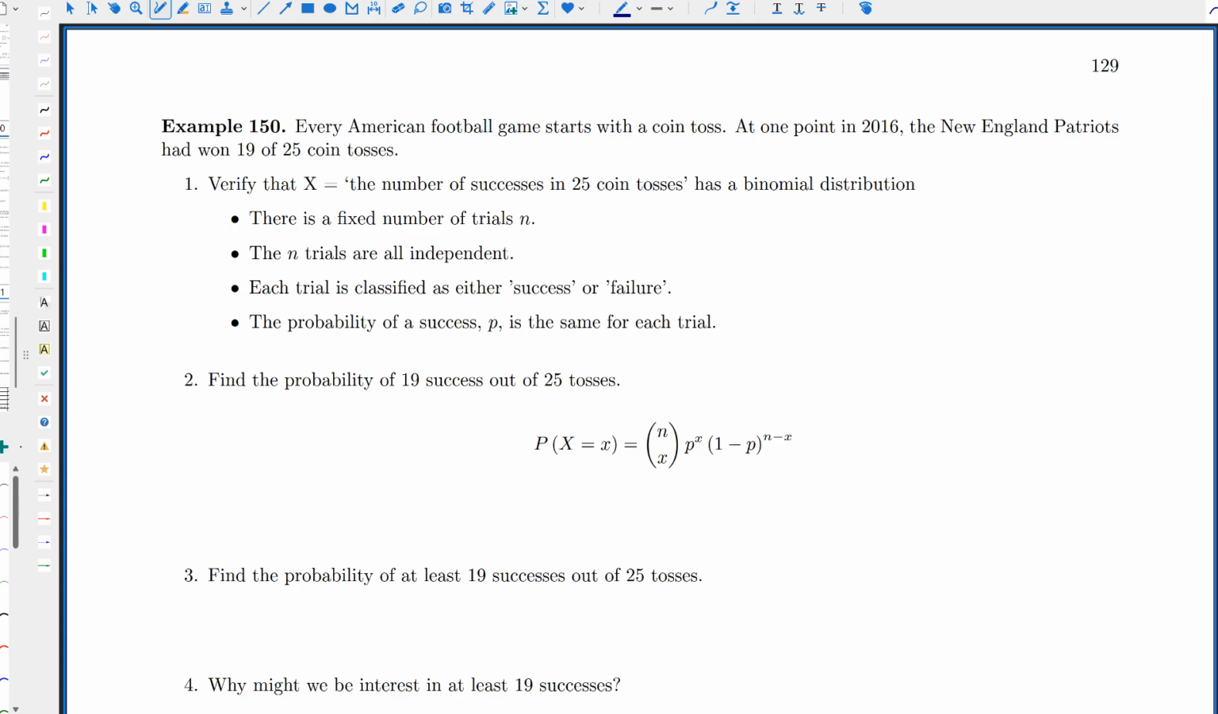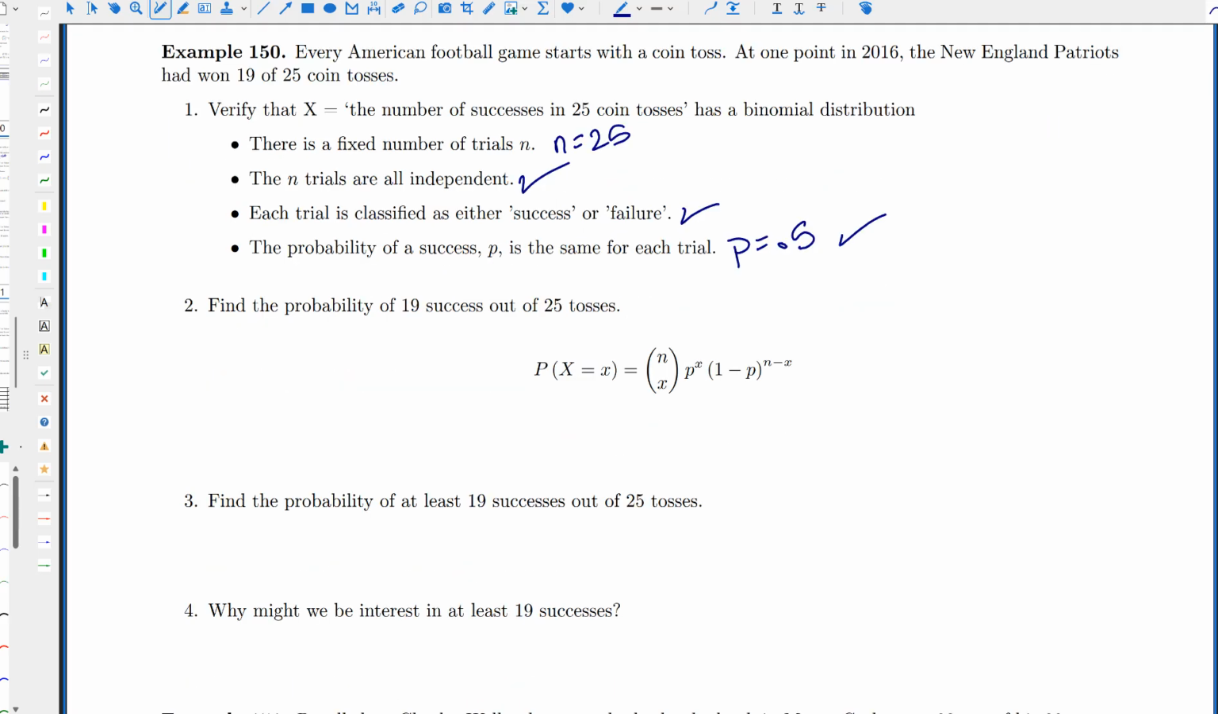So let's go through each of our steps. There is a fixed number of trials n. We know that we're doing it 25 times. The n trials are all independent. They don't affect each other. These are coin tosses. They shouldn't affect each other, so I'd say yes. Each trial is either success or failure, like it's either heads or tails, you win or you lose, yes. The probability of success is the same for each trial. Every time you should have a probability of 0.5. It should stay the same, so yes. So this is a binomial distribution.